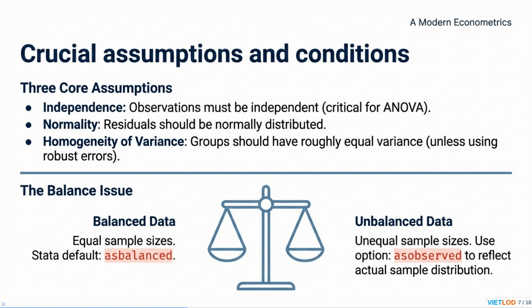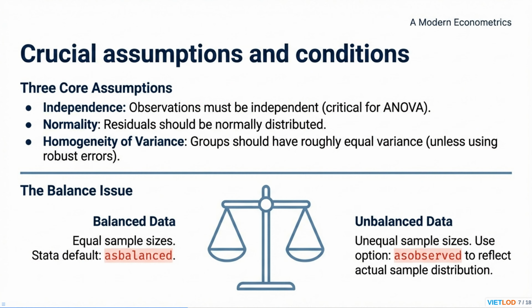In experimental settings, we often have balanced data with equal sample sizes. Stata's default for many post-estimation commands is as-balanced, which treats all groups with equal weight. However, in observational economic data, we frequently encounter unbalanced data with unequal sample sizes. In these cases, it's crucial to use the as-observed option in Stata to reflect the actual sample distribution of the population.